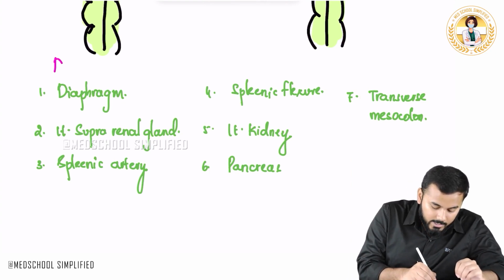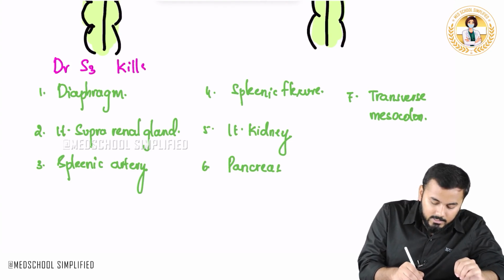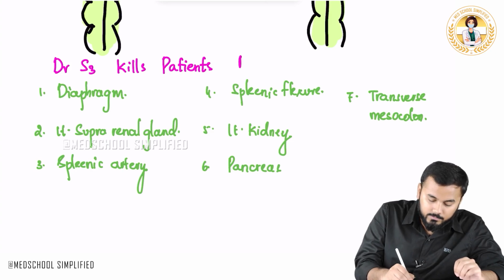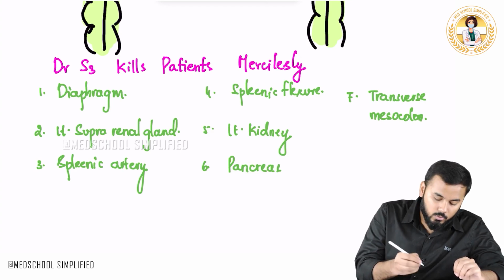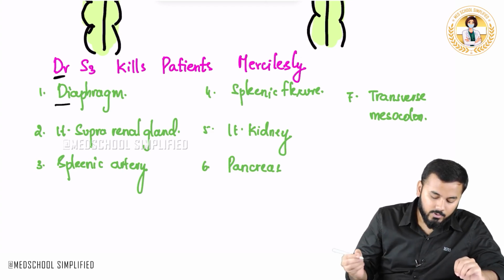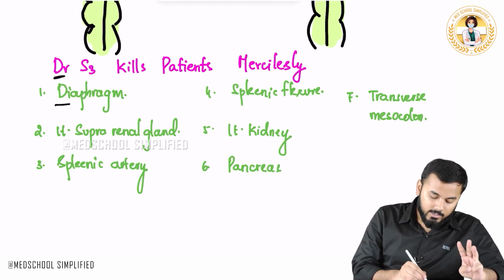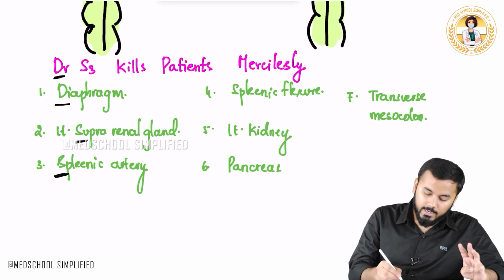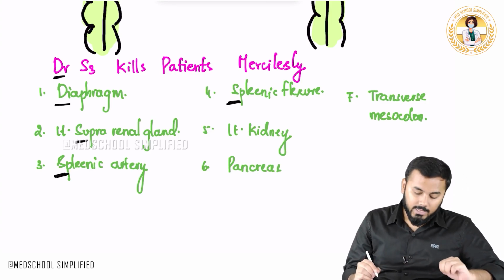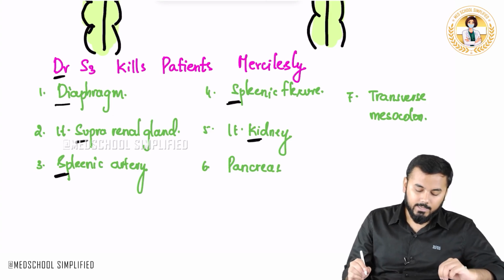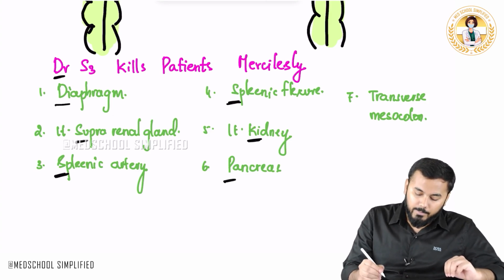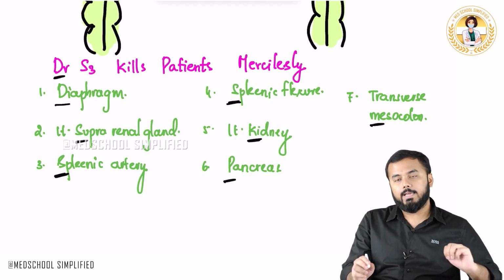So you can remember it like this: Dr. S3 kills the patients mercilessly. So what is D here? D stands for diaphragm. S3: one is suprarenal gland, splenic artery and splenic flexure. Kills, K in the sense kidney. Patients, pancreas. Mercilessly, mesocolon, that is transverse mesocolon.